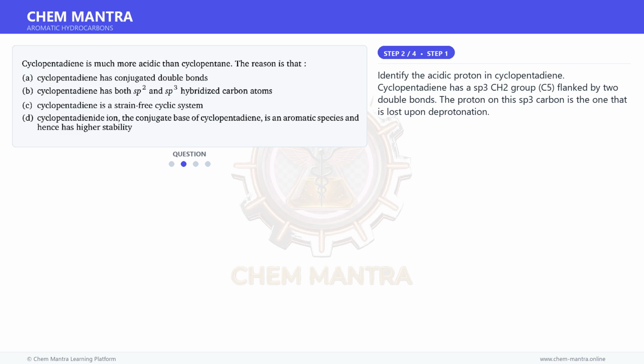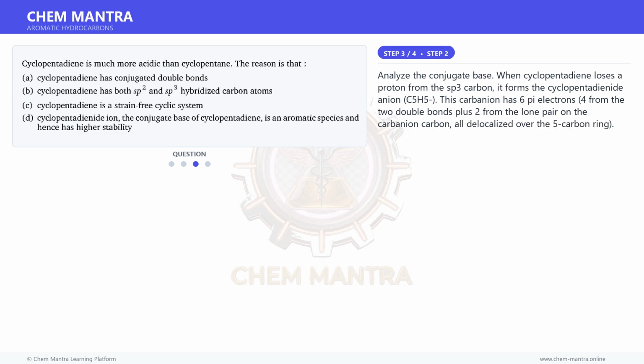Identify the acidic proton in cyclopentadiene. Cyclopentadiene has a sp3 CH2 group, C5, flanked by 2 double bonds. The proton on this sp3 carbon is the one that is lost upon deprotonation. Moving on to the next step.